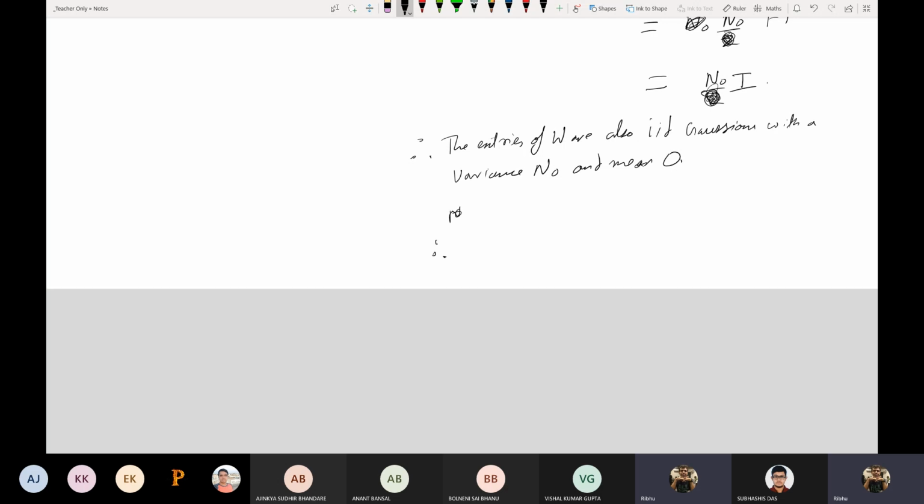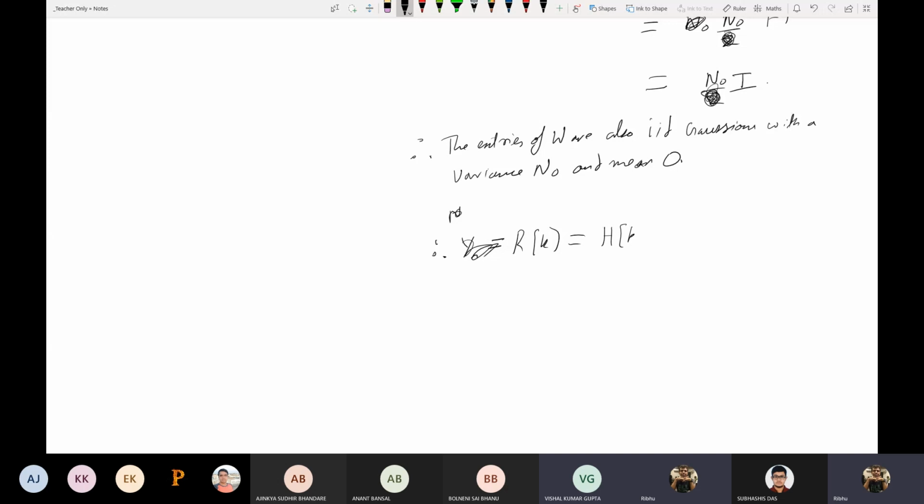Therefore, Y equals, or rather R_k. Sir, W is complex Gaussian, no? Yes. So you read the entries of W. Fine.